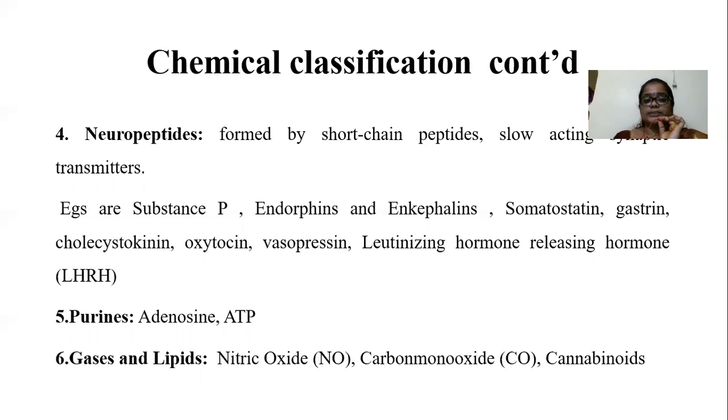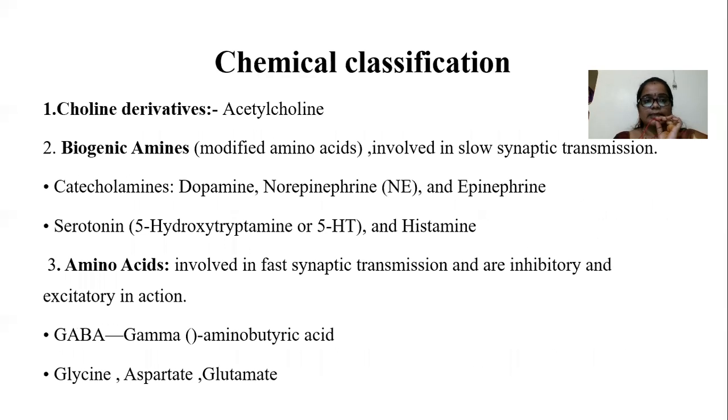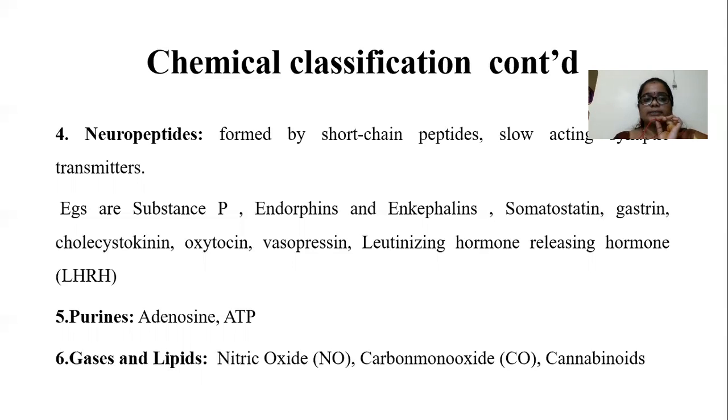Next, purines. Examples are adenosine and adenosine triphosphate. Then gases and lipids. The gases are nitric oxide and carbon monoxide, and the lipids are cannabinoids. So this is the chemical classification. How many categories are there? Six: choline derivatives, biogenic amines, amino acids, neuropeptides, which are formed by short chain polypeptides, purines, gases, and lipids.